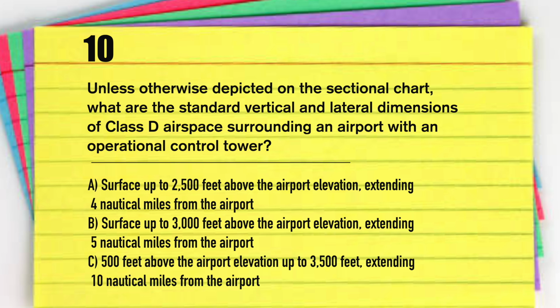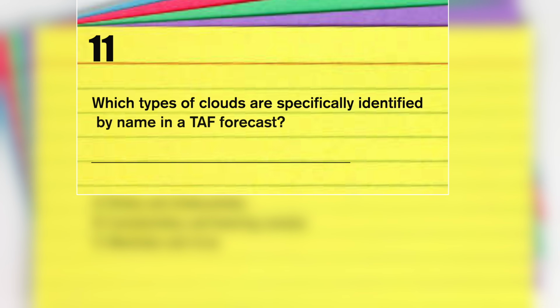Let's take a look at the answers. A, surface up to 2,500 feet above airport elevation extending 4 nautical miles from the airport. B, surface up to 3,000 feet above airport elevation extending 5 nautical miles from the airport. C, 500 feet above airport elevation up to 3,500 feet extending 10 nautical miles from the airport. Choose your correct answer.